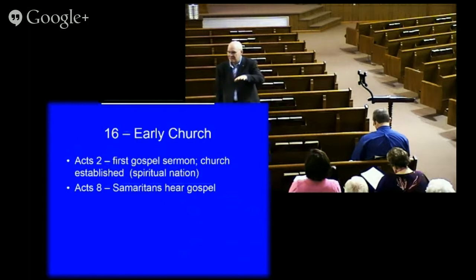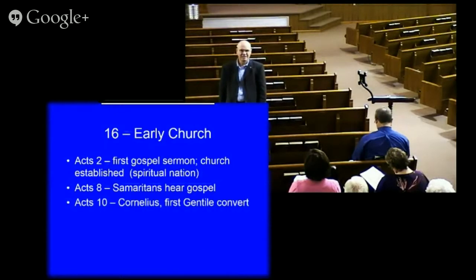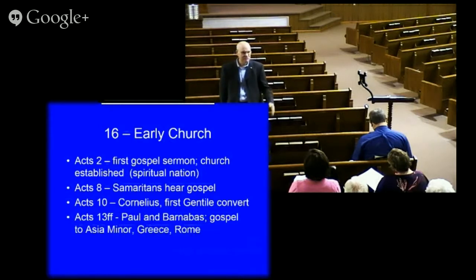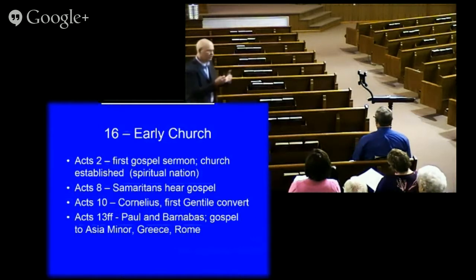Acts chapter 8, we move to the Samaritans, moving out of Jerusalem and Judea to Samaria and the outermost parts of Europe. The Samaritans hear the gospel in chapter 8. Chapter 10 is significant because it's the first Gentile convert, Cornelius. And then in chapter 13, we start with Paul and all of his journeys. Praise God. So that is the period of the early church.